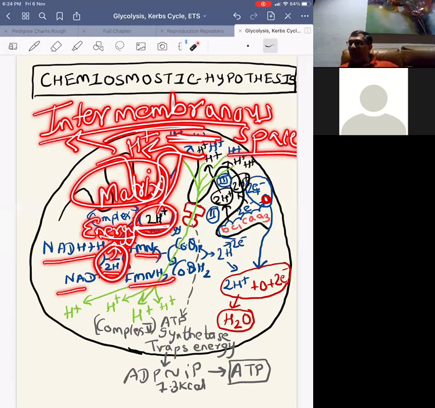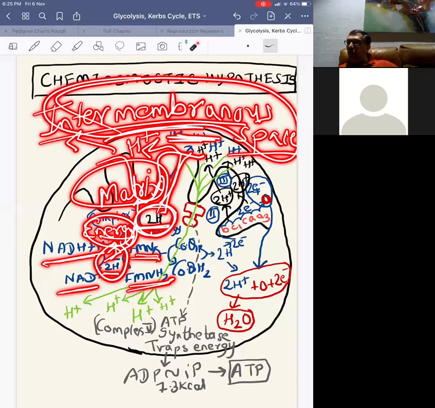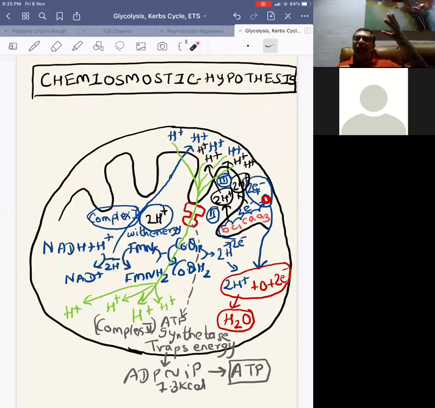So once again, NAD to NADH plus H plus gives away 2H. 2H is accepted by FMN to form FMNH2, and 2H releases energy, and that energy is accepted by proton in the matrix, and protons will move from the matrix into the intermembranous space. So intermembranous space में क्या आ गया? Proton. All of you clear?